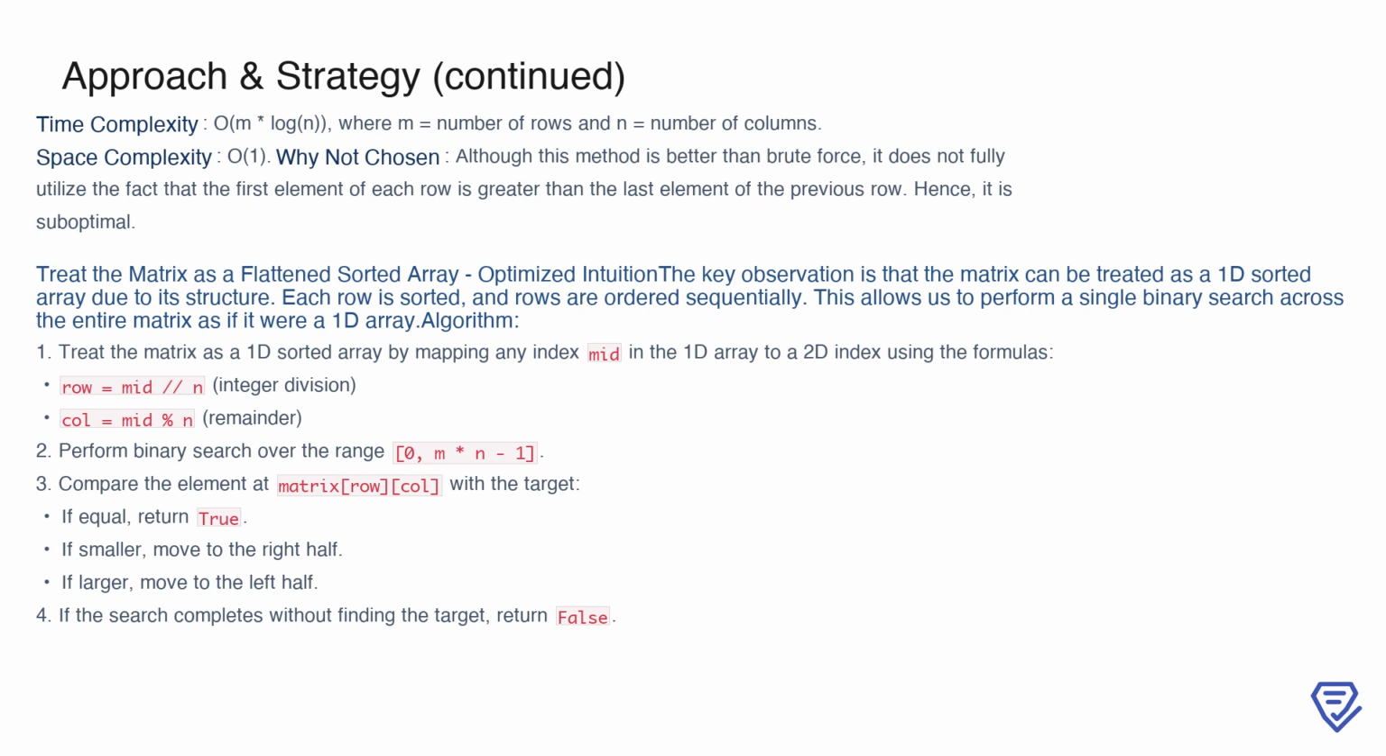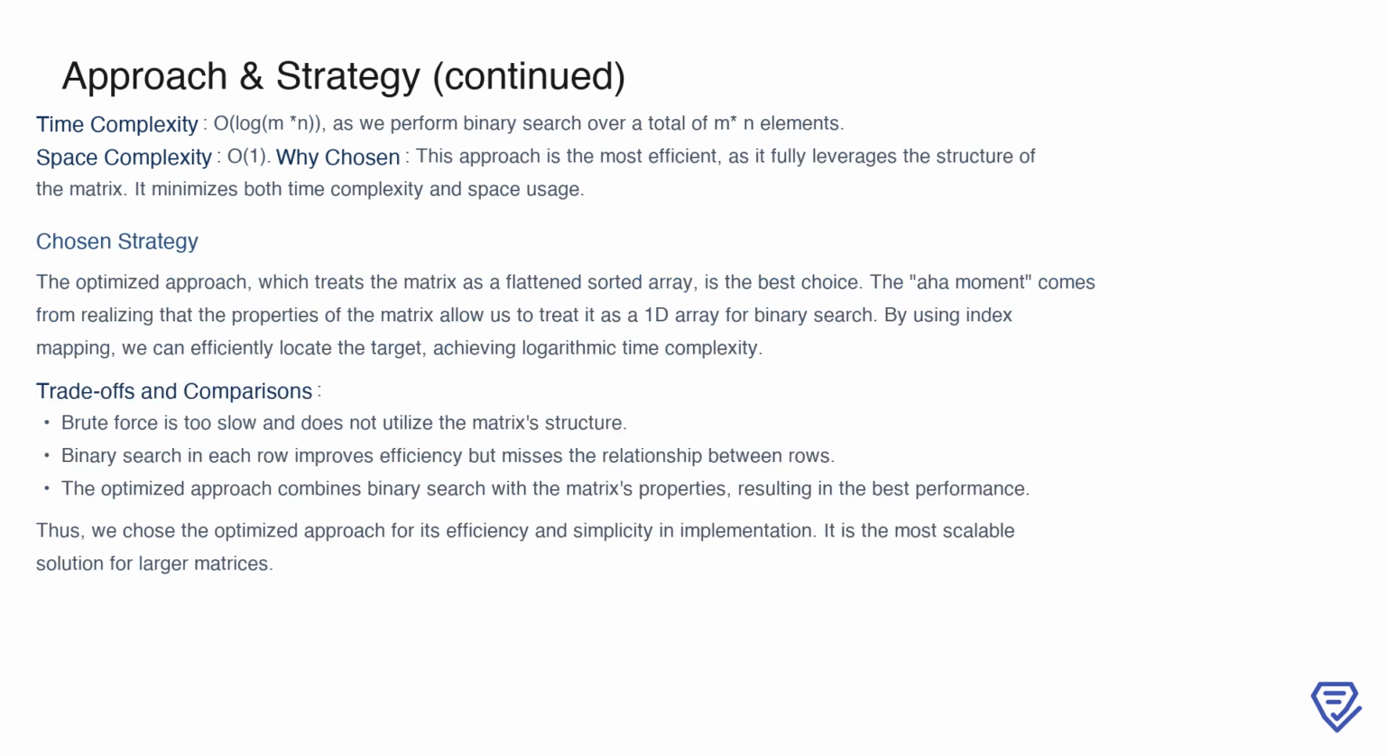However, this approach is still suboptimal because it fails to utilize the relationship between rows, specifically the fact that the first element of each row is greater than the last element of the previous row. While this is an improvement over brute force, it doesn't fully capitalize on the structure of the matrix. The most efficient and optimized approach treats the matrix as a flattened 1D sorted array. This approach leverages the matrix's properties, the sorted nature of each row and the sequential ordering of rows, to perform a single binary search across the entire matrix.